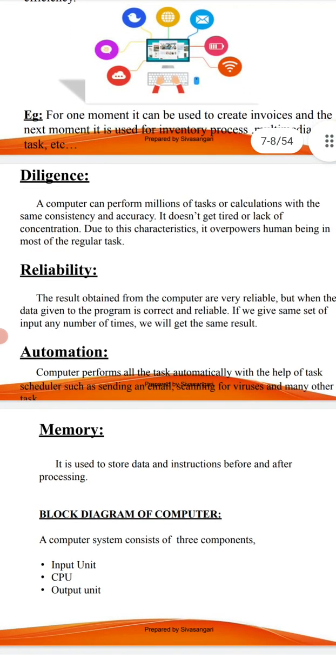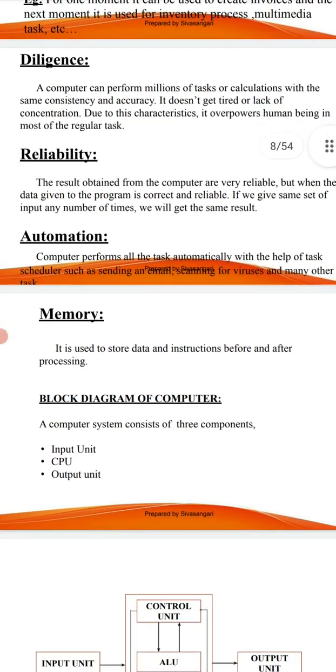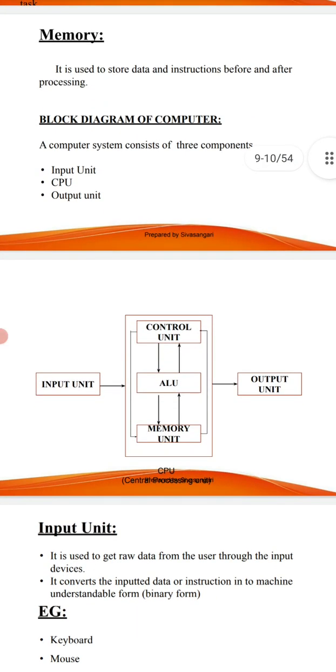Next, we will see about the block diagram of the computer. A computer consists of three components such as input unit, CPU, and then output unit. This is the block diagram of the computer.